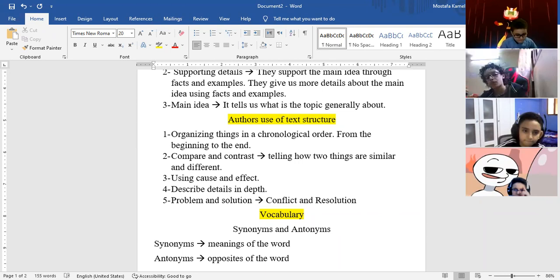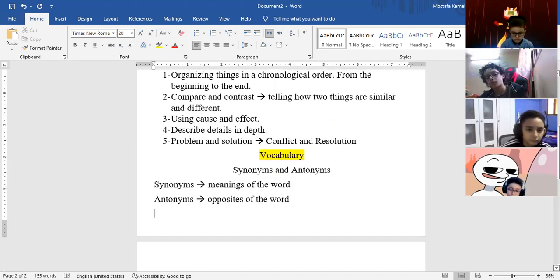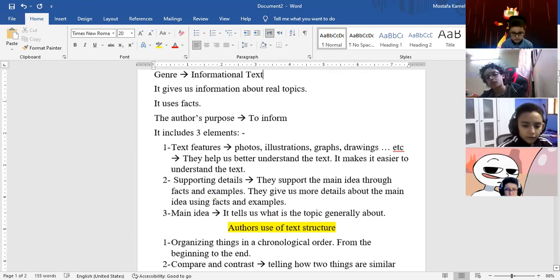Is there only one meaning of a word? No, there are many meanings for the word. Very good. There are multiple meanings. Is there only one antonym of a word? No, there are multiple antonyms of the word. Very good. So this is our lesson today, guys.